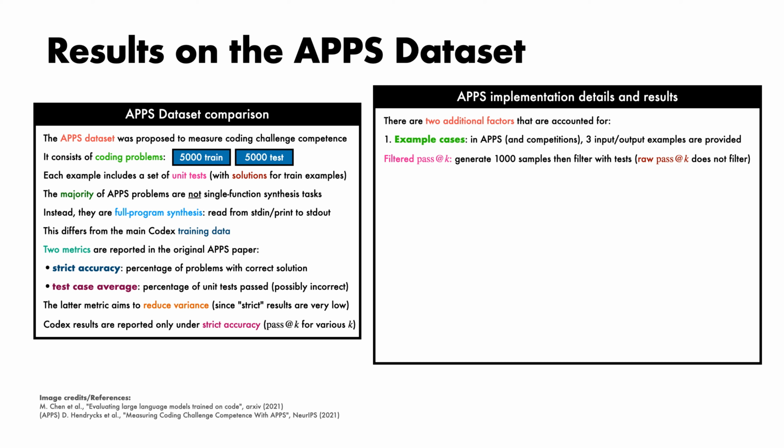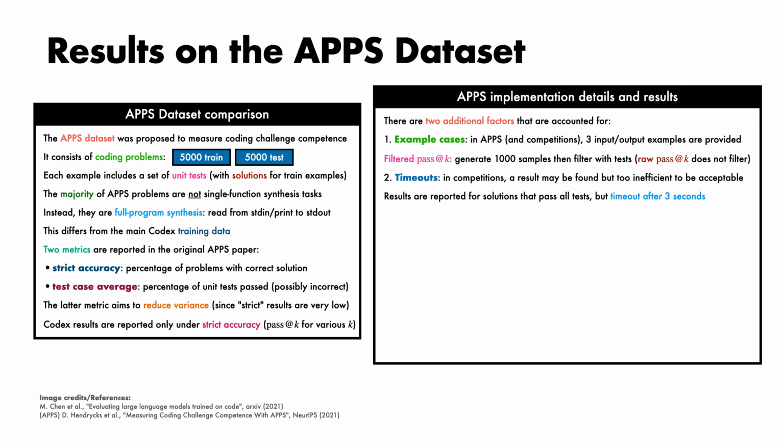The second factor relates to timeouts. In coding competitions, a result may be correct in the sense that it passes all the tests, but is too inefficient to be considered an acceptable solution. To address this, results are reported for solutions that pass all tests but time out after 3 seconds, in addition to those that complete within a 3-second window.